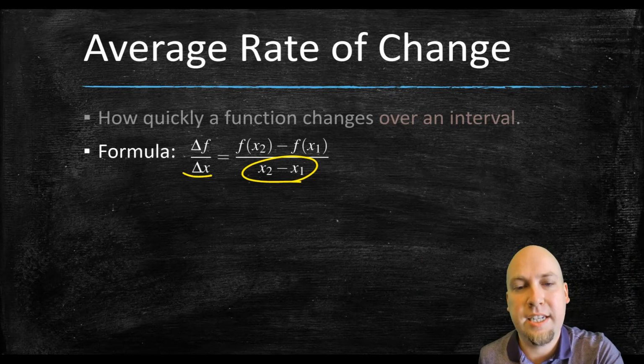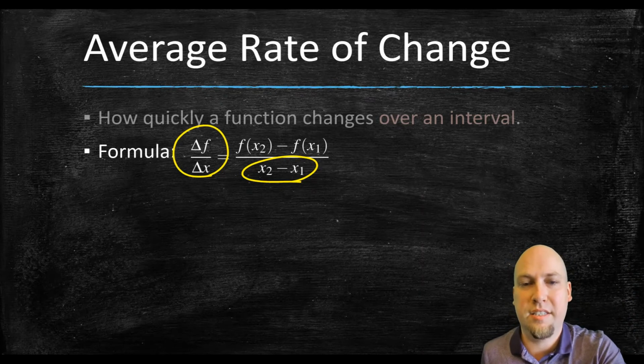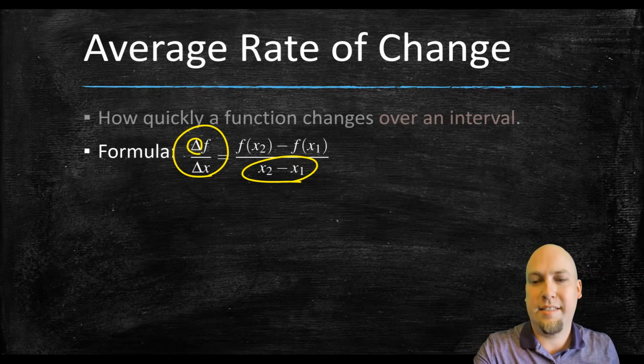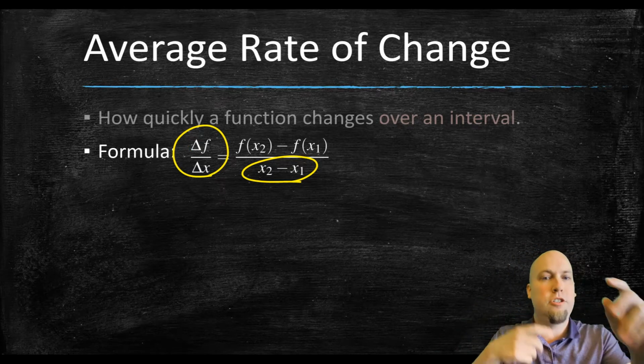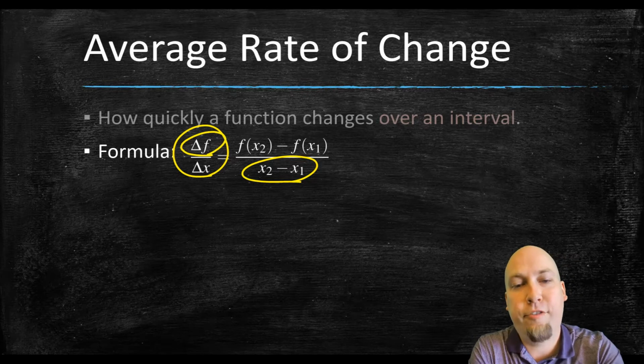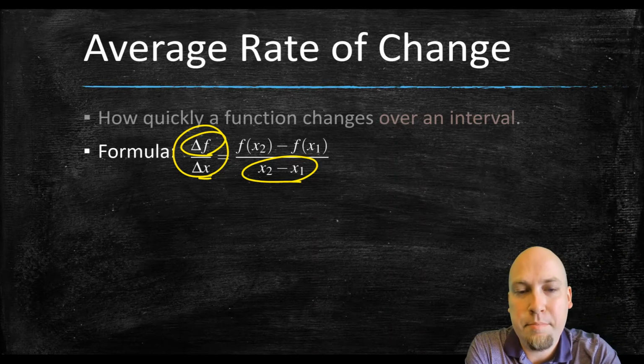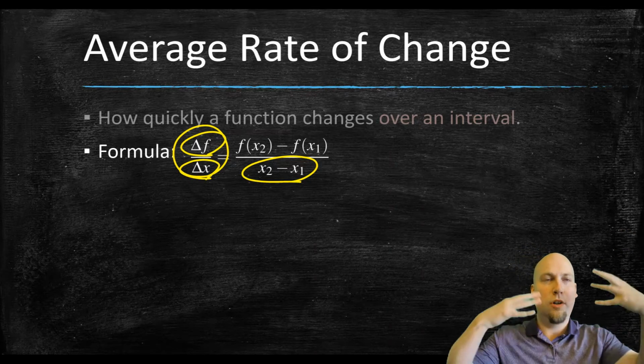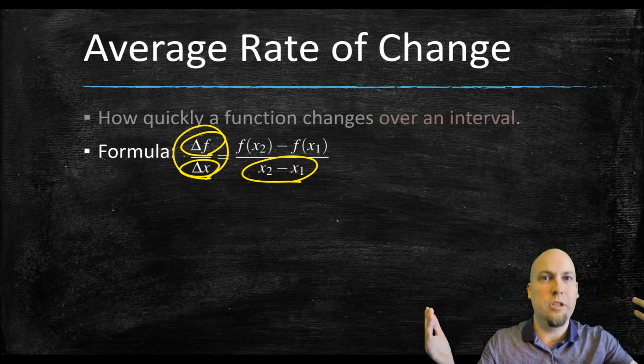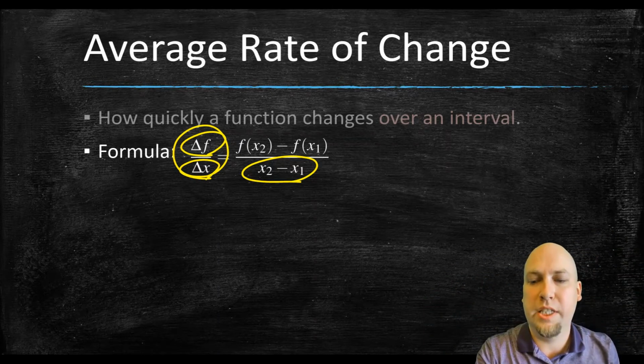And that's all this notation on the left here means. This delta, this triangle-looking symbol, stands for change. So this is change in f, or change in your y value, divided by change in x. Overall, you just get rise over run, which is like your slope. It's your average rate of change over that interval.